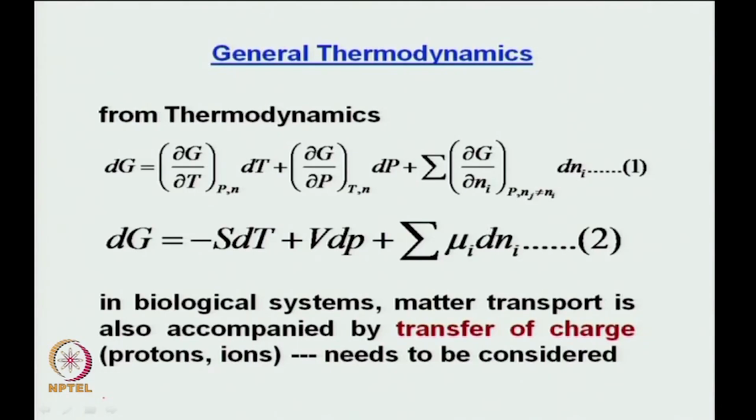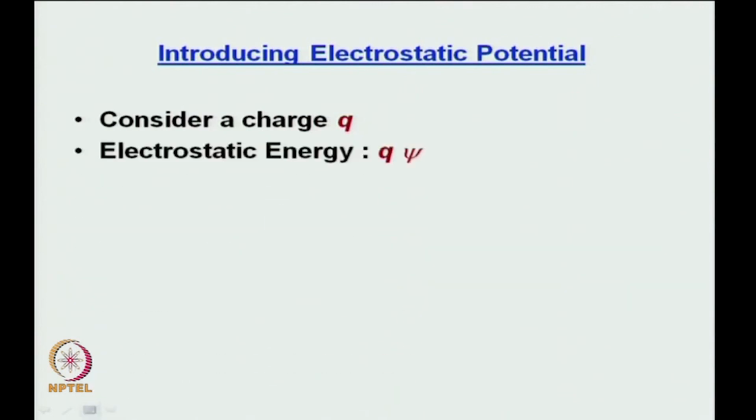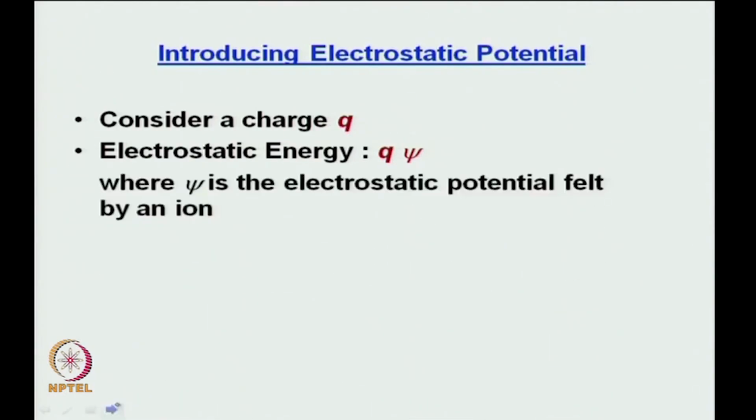If I try to bring that in, this is how I do it. I have to introduce electrostatic potential in my free energy problem, and the way I do it is, I consider a charge Q, any charge, does not matter what it is, and then I say that the electrostatic energy on this charge is given by Q times psi, where psi is the electrostatic potential. This potential it can experience whether by a single ion being close to it or by a cluster of ions, it is the net electrostatic potential it faces, being very general.